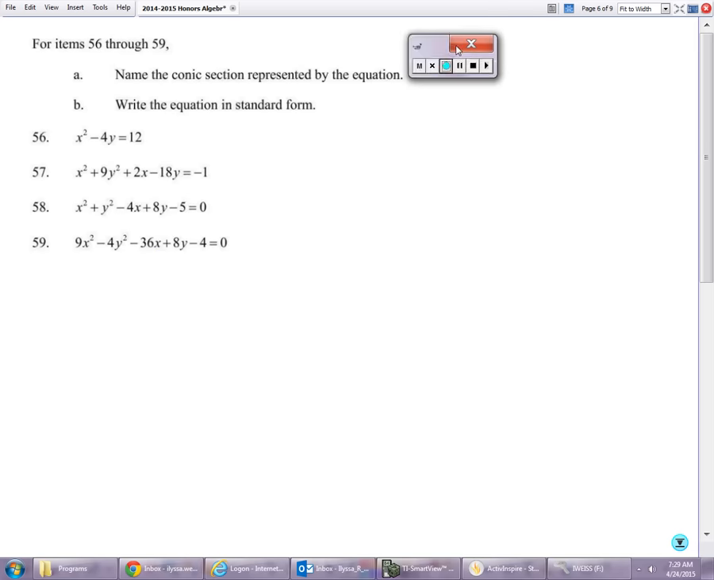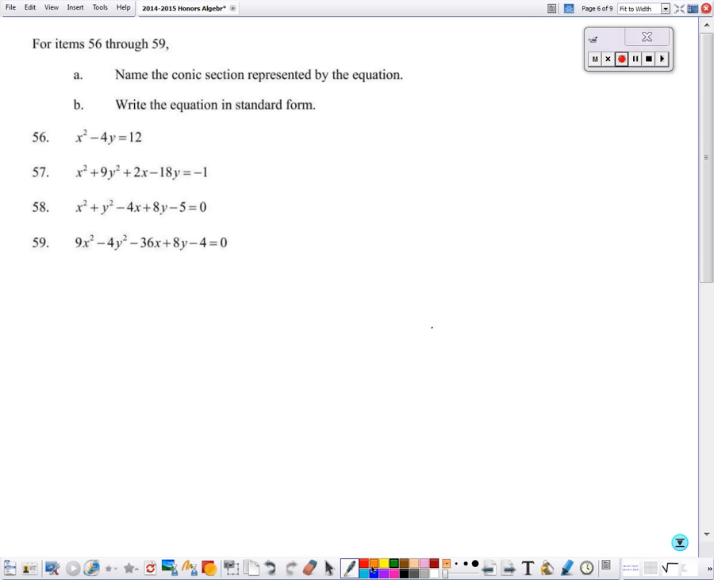Okay, so for 56 through 59, we have to name it and then complete the square to write it in standard form. So first, let's name it. 56 is a parabola. There's only one squared term. 57 is going to be an ellipse because x squared plus y squared with different coefficients. 58 is a circle because it's x squared plus y squared with the same coefficients. And 59 is a hyperbola because it's a subtraction between the squared terms, and the coefficients, whether the same or different, does not matter.